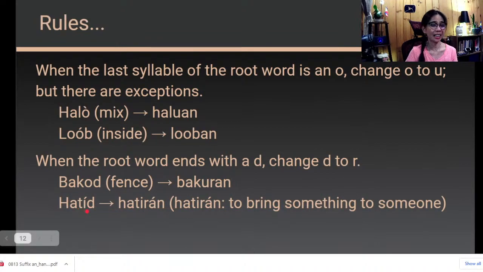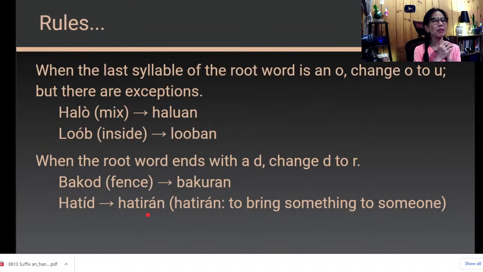Before I go to reveal other root words, hatid. Again it ends with D. So hatiran. This time hatiran is a verb. It depends on how you use it in the sentence. It can be a noun occasionally, but most likely this is a verb. Hatiran means to bring something to someone. It's the same as dala, but what is the difference? Dalhan versus hatiran.